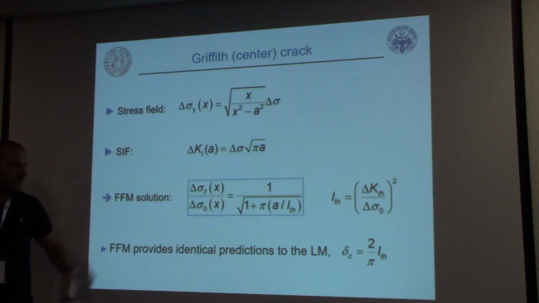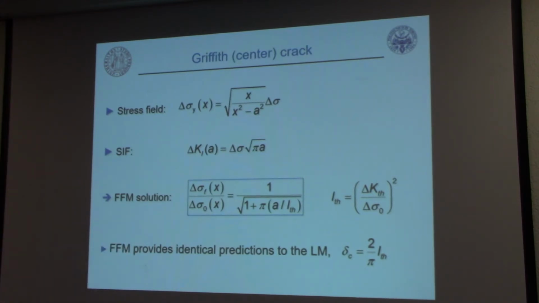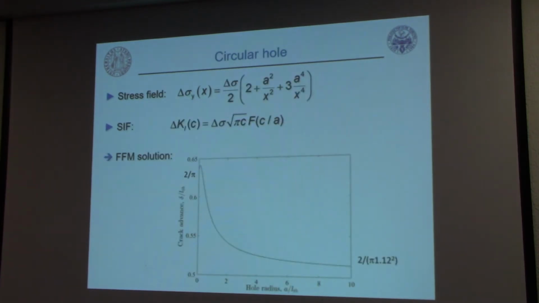Surprisingly, in this case, finite fracture mechanics provides results identical to the line method, and probably this is the only case in finite fracture mechanics that I know where also delta c is a material constant, so it's not a function of the geometry. This is the Griffith crack, and this is the circular hole.